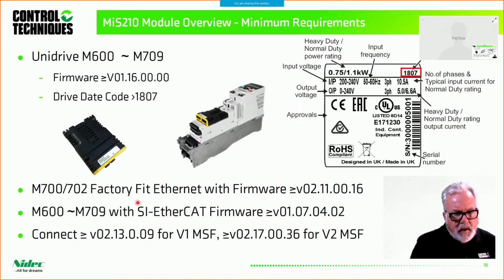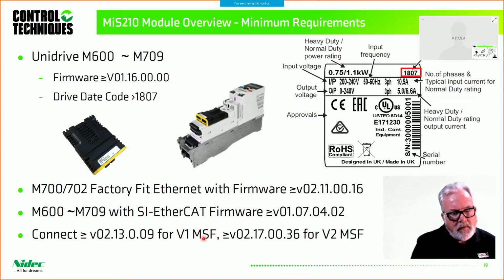Further, the factory fit Ethernet module. So the M700 Ethernet firmware has to be greater than 211.0.16. For an M600 or 700 with SI EtherCAT, the EtherCAT firmware module has to be greater than 107.04.02. And then with Connect software, you need software version 2.13 or greater for version 1.